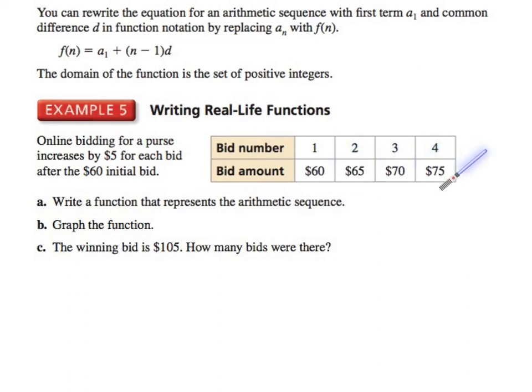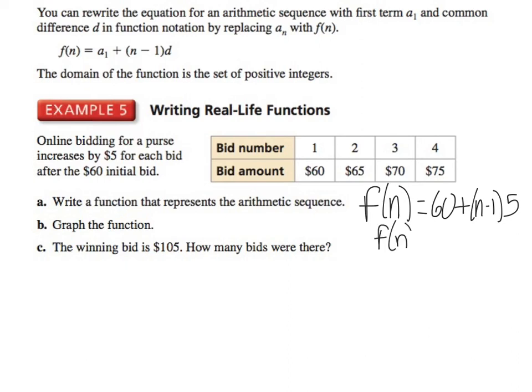First off, write a function that represents the arithmetic sequence. Well, the first thing we do is plug in f of n. Our first bid amount is $60 plus n minus 1 multiplied by d, the common difference. What is the common difference? Good, it's 5. Pause the video and solve this equation for f of n. Pause it. All right, what'd you get? If you did it correctly, you should get f of n equals 5n plus 55.